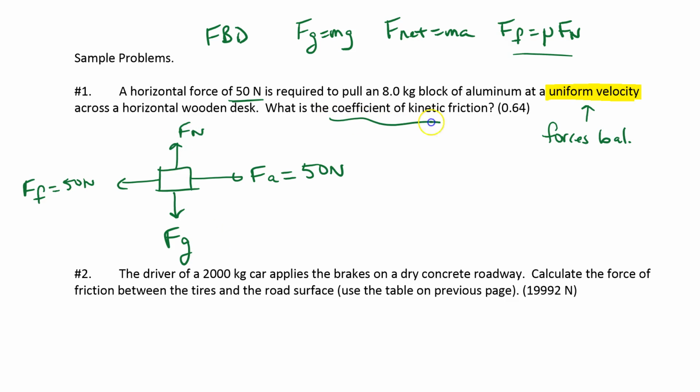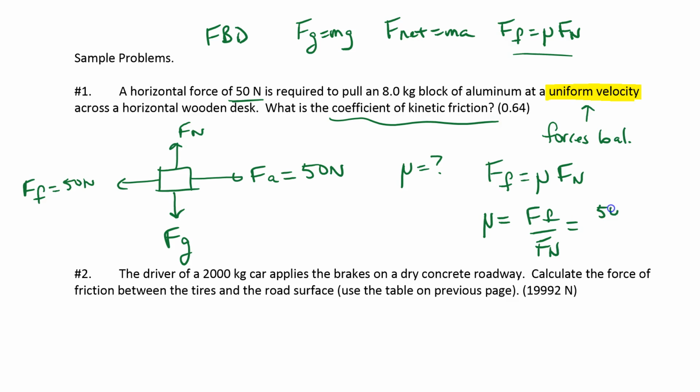So it says, what is the coefficient of kinetic friction? In other words, the question they're asking is, what is mu? What's that symbol going to be? Well, if I take my new formula and I say, hey, I need to solve for mu, if I rearrange this, I'd have to divide both sides by the normal force. So once I've done that, it's going to look like this. So what I need to do is find out the friction force. Hey, I know that, it's 50. And then I need to divide by the normal force.